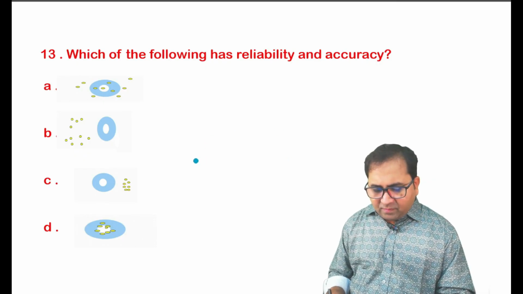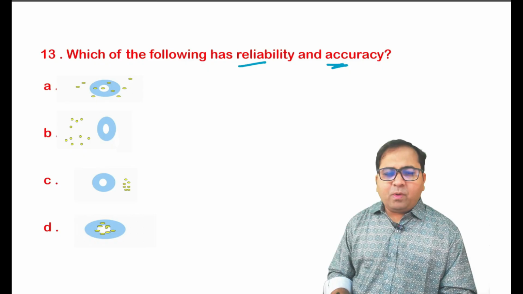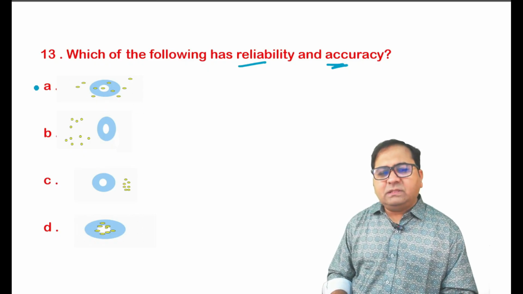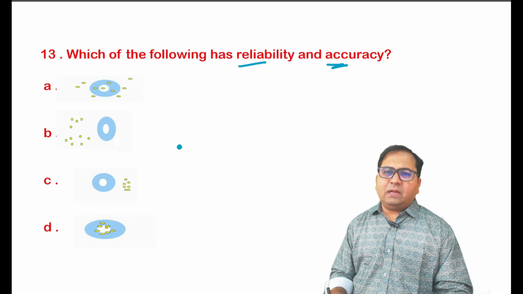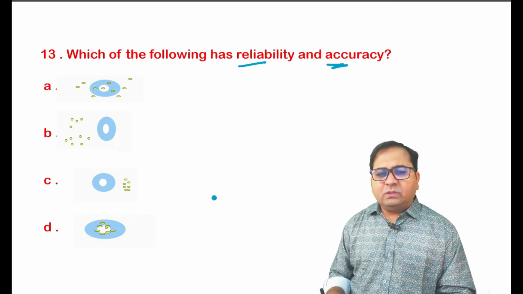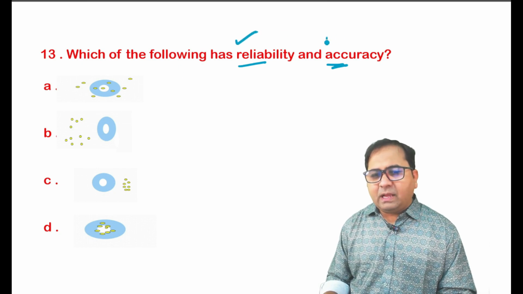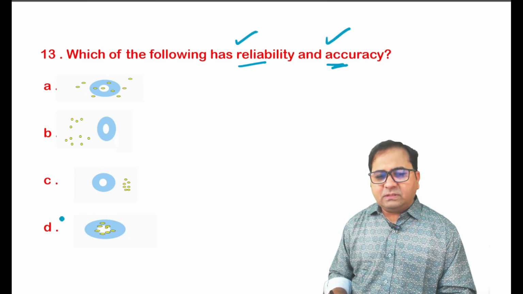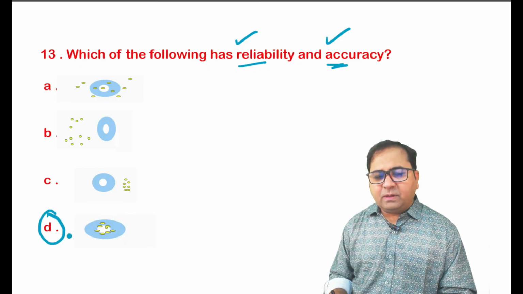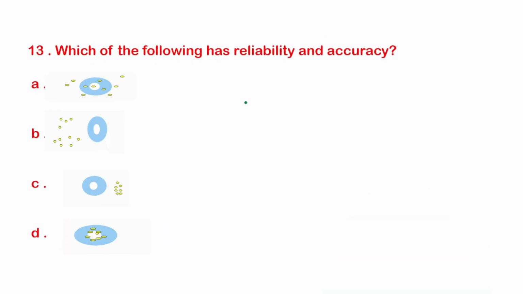Now, next, which of the following has reliability and accuracy? Among the four options, this diagram is important. You have to remember this diagram. Sometimes you may get a question directly in this manner, so that is the reason this has been included. Of the options, the answer is option D, that is reliable and accurate. Now let us see how we solve this question.